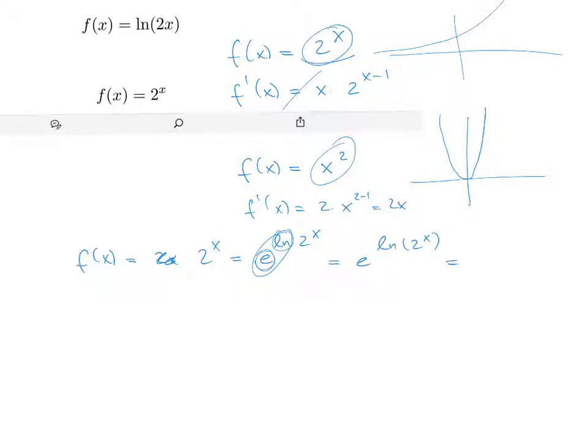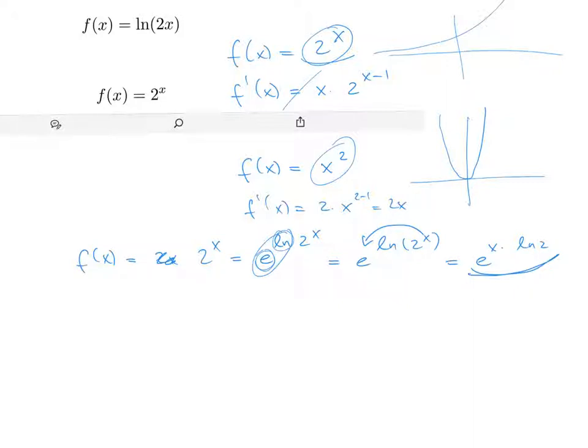Well, then I get e to the power of logarithm of 2 to the power of x. Then remember the rules for the logarithm. The exponent comes in front as a factor: x times logarithm of 2. And now the nice thing is, I have an exponential function and I can just apply the chain rule here.